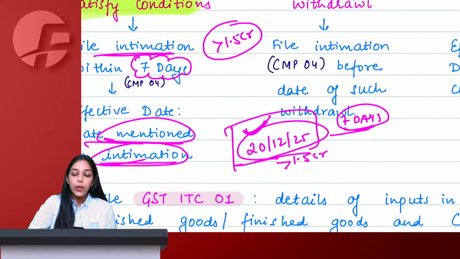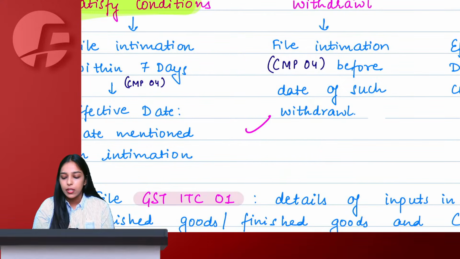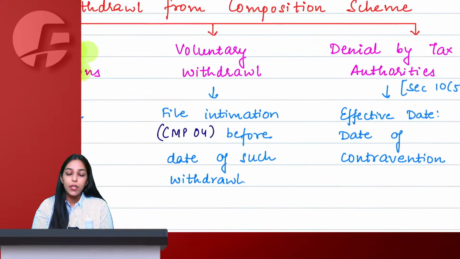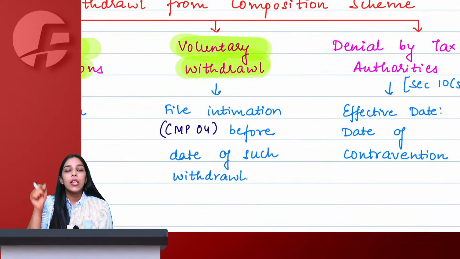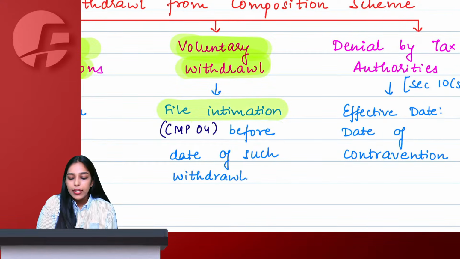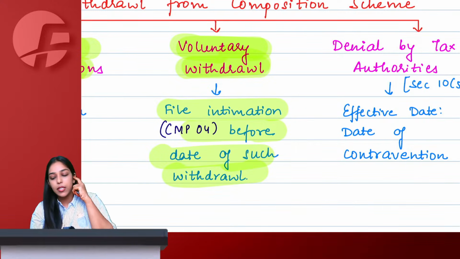Ma'am, everything was okay only. I was making intrastate supplies, my turnover was also less, but I voluntarily don't want to be a composition person. Let's say I want to avail ITCs on my purchases. I voluntarily want to come out of the composition scheme. No problem. Before the day on which you want to come out of the composition scheme, you can file an intimation saying that from this date, I want to be a regular person.